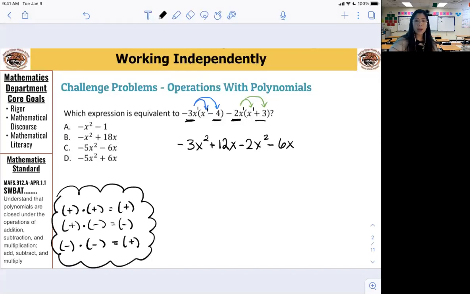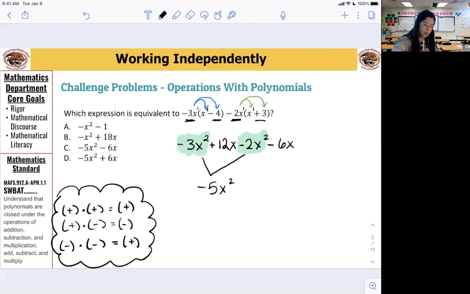Okay, now I combine like terms. So where do I see like terms? Negative 3x squared and negative 2x squared. What is negative 3 minus 2? Or what do I get when I combine a negative 3 and a negative 2? Negative 5, good.